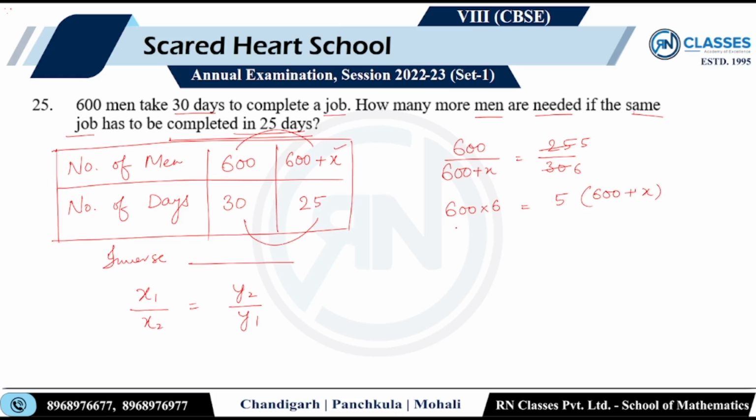So this would become 3600, and this would become 3000 plus 5x. So ये इधर चला गया, that would be 600 is equal to 5x. So x is equal to 120. So how many more men are needed? That is 120. It's that simple.